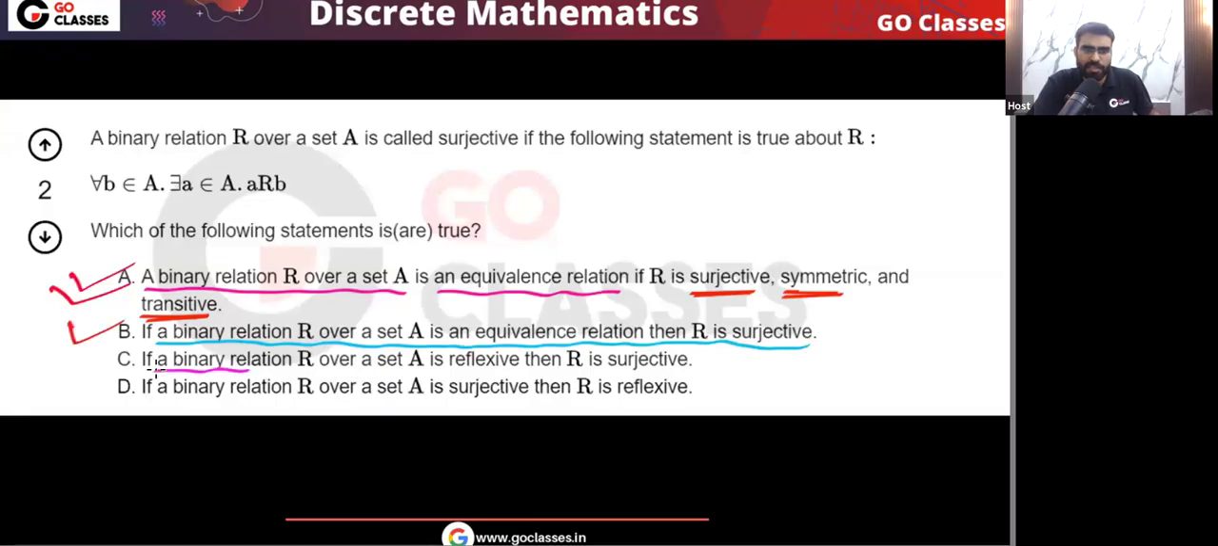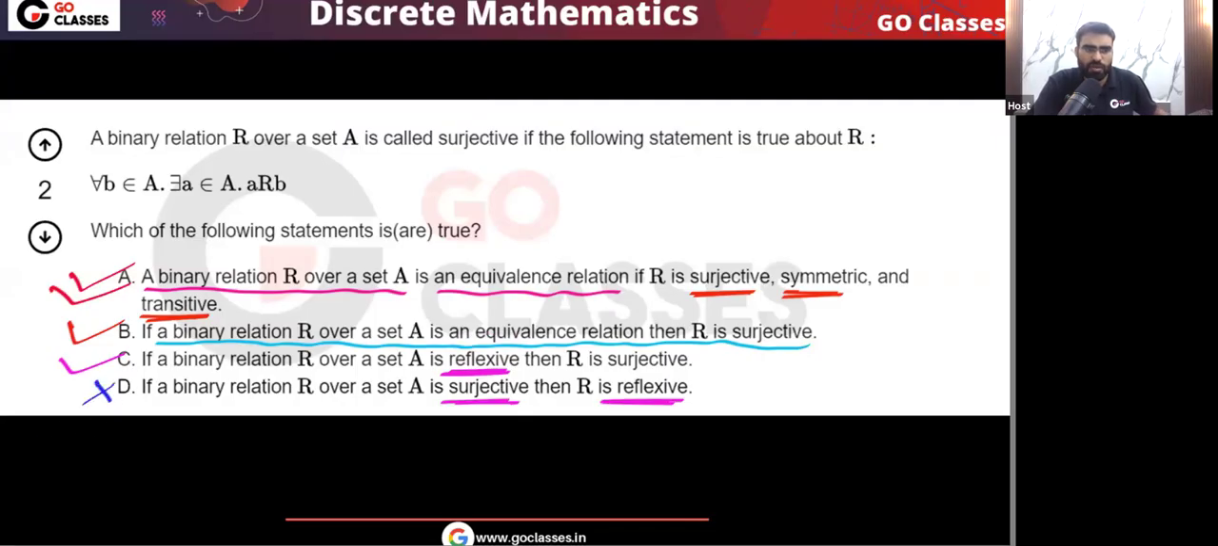What about statement C? That if you have reflexive, then it is surjective. Is this true? Yes, this is true, because if you have a reflexive relation, then every element has a preimage, or I can say every column has a tick mark. So yes, it will be surjective. What about option D? If it is surjective, then it is reflexive. Is this true?